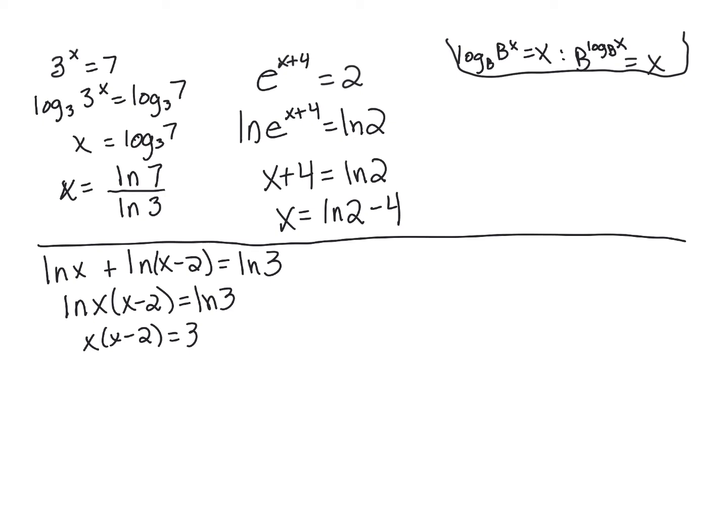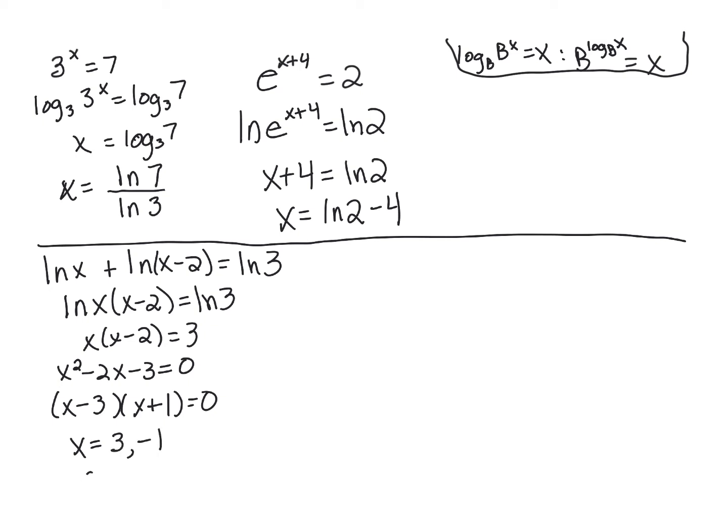Distribute the x and move the 3 over. I get x squared minus 2x minus 3 equals 0. Factor. Factors of 3 that subtract to be negative 2. Solve each of these. I get 3 and negative 1.